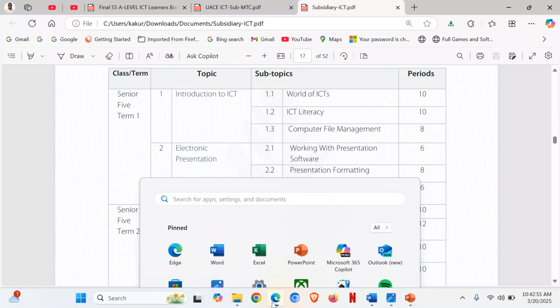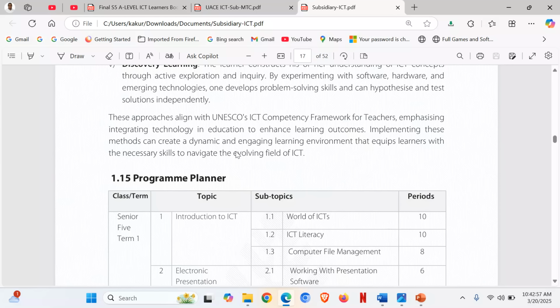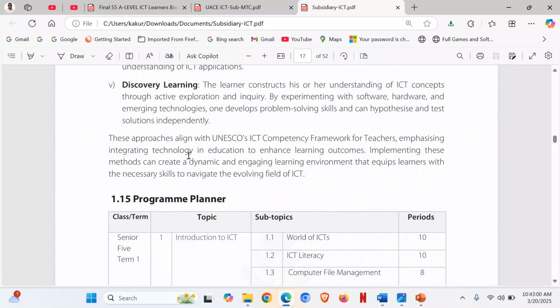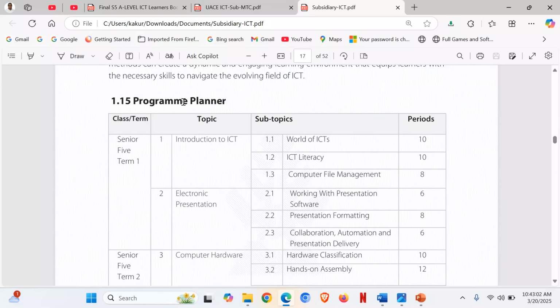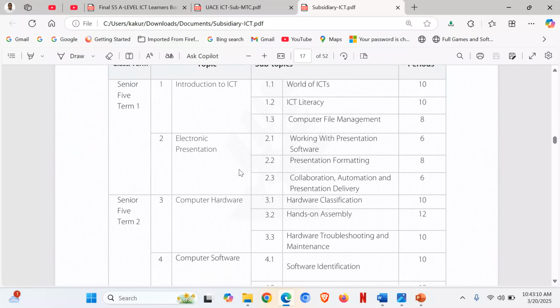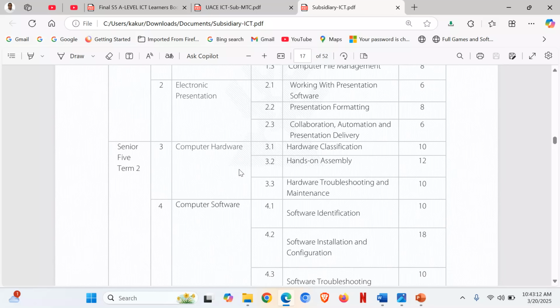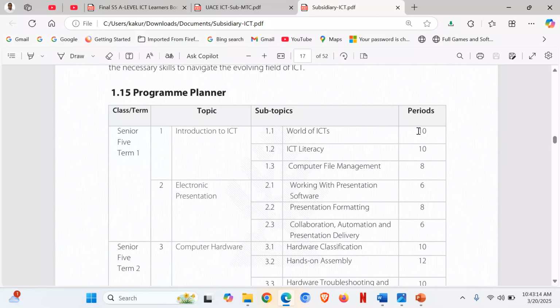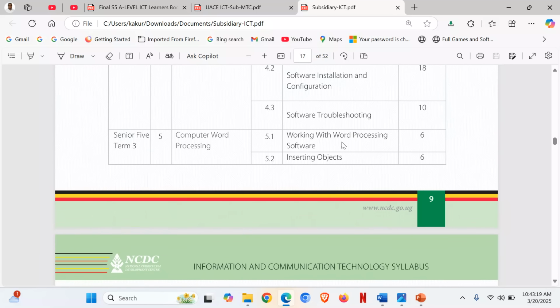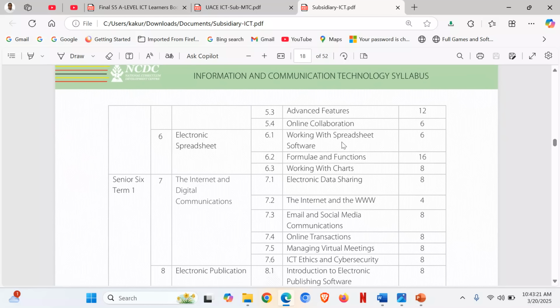Please, for more information, refer to the syllabus. On page 17, there is the program planner. We bring the topic and the subtopics here to guide you on what you should cover: the topic and the subtopic and the periods that subtopic requires. This is how the program planner is arranged.